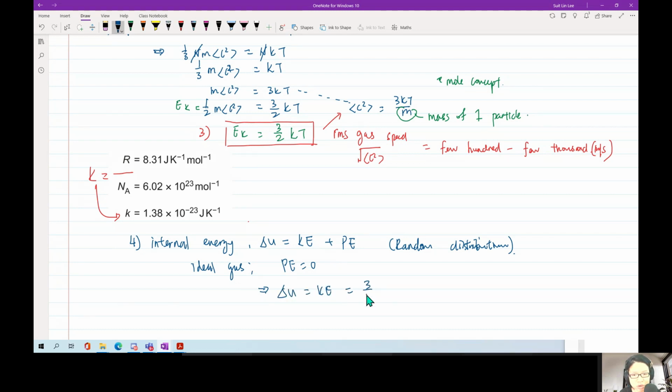But Ek is 3 over 2 kT. This 3 over 2 kT is for one particle. If there are many particles in the gas sample, then you multiply by N. Ek would be 3 over 2 NkT. This is for N particles. Make sense? Later we do a question. So this is 3 over 2 kT for a single particle, or 3 over 2 NkT. But the most important thing here is that kinetic energy is proportional to temperature.